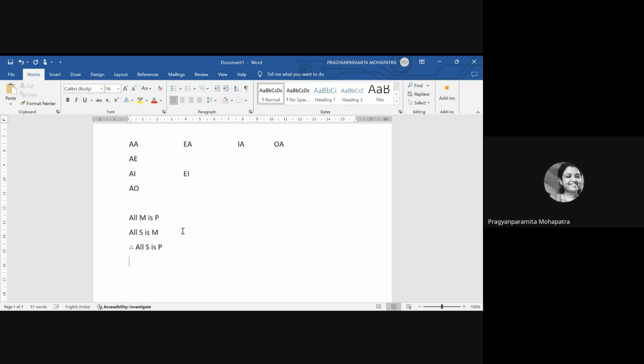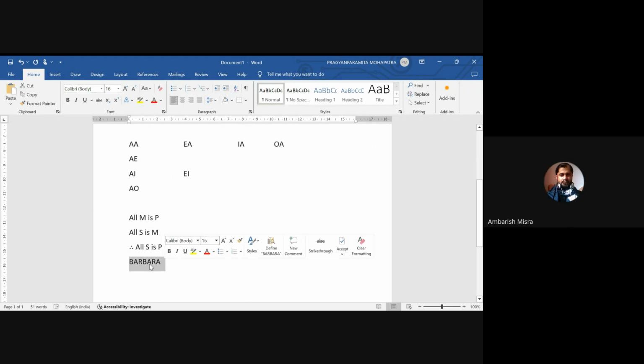What is it called? Barbara. This is the name that is given to this mood because the major premise is an A proposition, the minor premise is an A proposition, and the conclusion is also an A proposition. So there are three occurrences of the A proposition, therefore it is termed as Barbara.